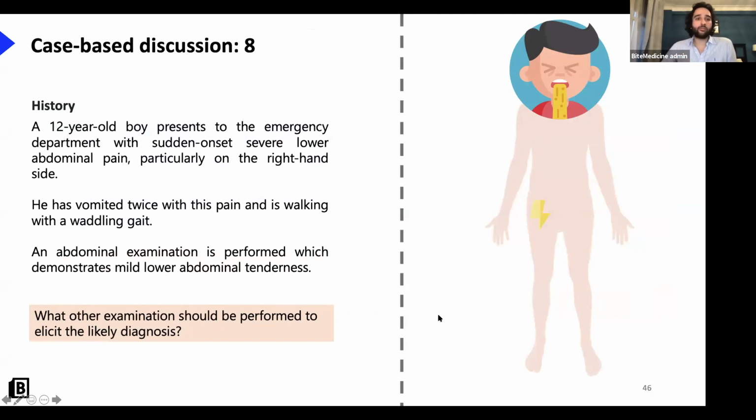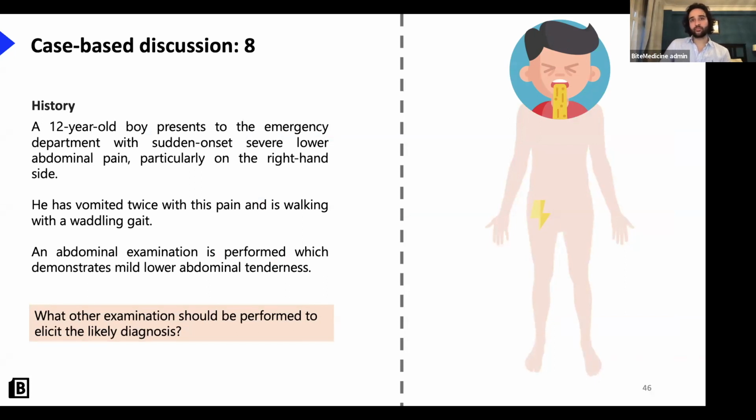We have a 12-year-old boy who's presented to the emergency department with sudden onset severe lower abdominal pain, particularly on the right-hand side. He's vomited twice with this pain and is walking with a waddling gait. Abdominal examination is performed, which demonstrates mild lower abdominal tenderness. What other examinations should be performed to elicit the likely diagnosis? Just in the chat now.